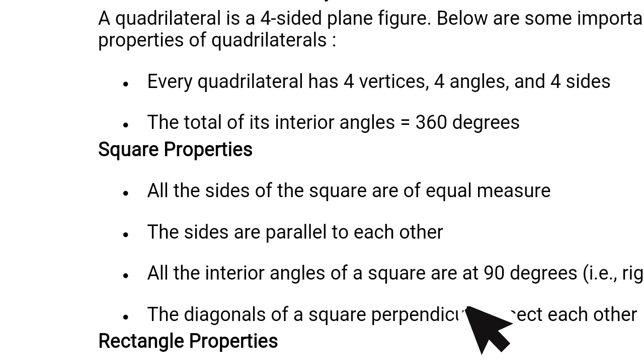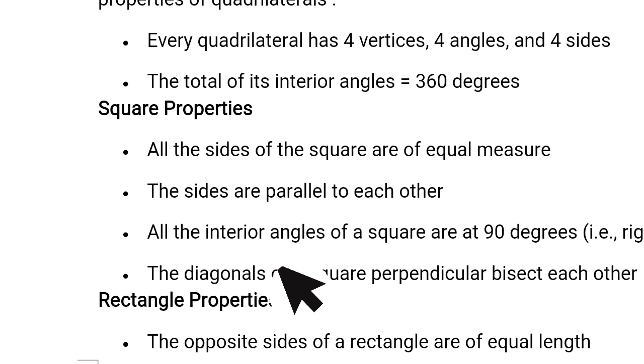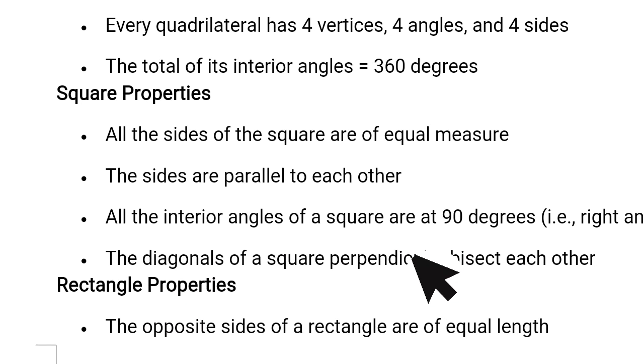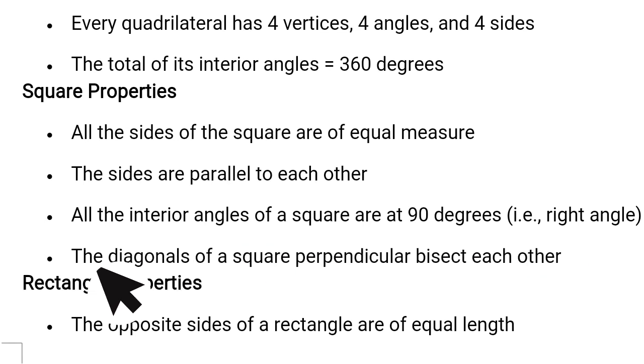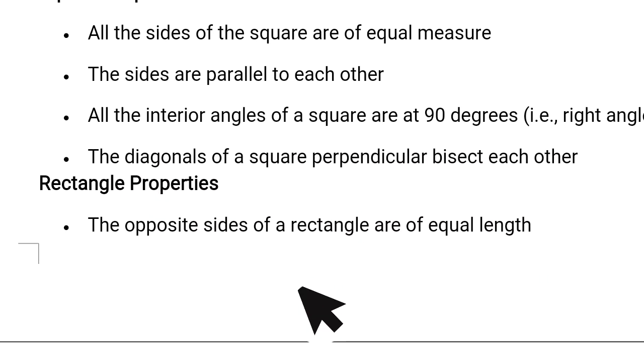Some square properties. Square is one of the quadrilaterals. So some properties of square are: all the sides of square are of equal measure. The sides are parallel to each other. All the interior angles of square are 90 degrees, which means right angles, and the diagonals of square are perpendicular and bisect each other.